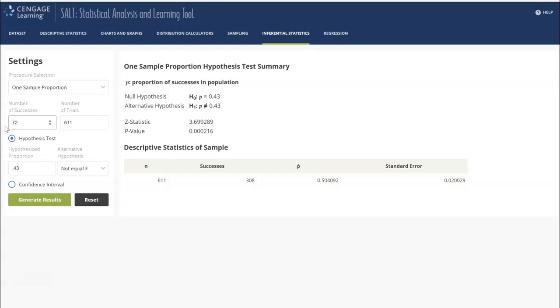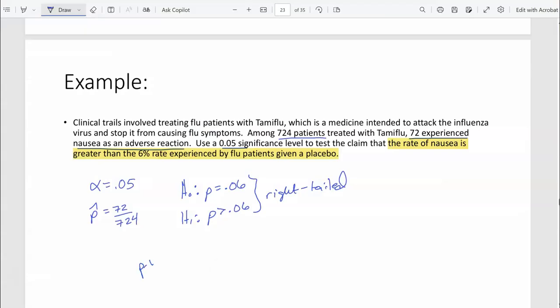This is a one sample proportion. Number of successes, there are 72 who had nausea out of the 724. The hypothesized proportion is 6%, and we are looking at a greater than. And we're going to generate those results. So our p-value is super small here. Our test statistic is 4.47. I think 1, 2, 3, 4, 5 zeros in front of that 4. In this case, p is definitely less than alpha, which means we're going to reject h naught.